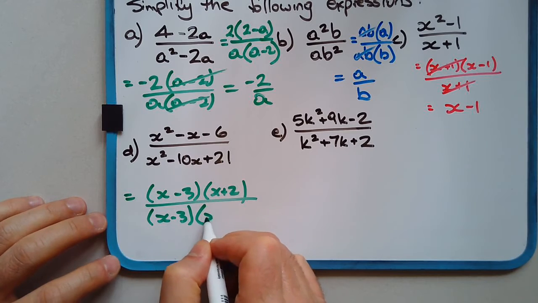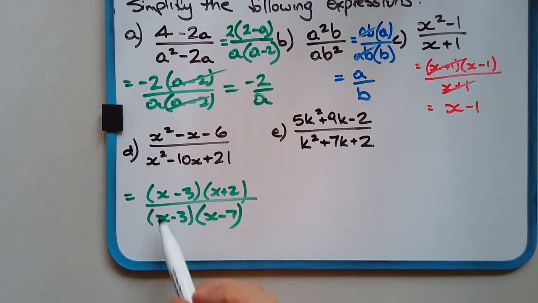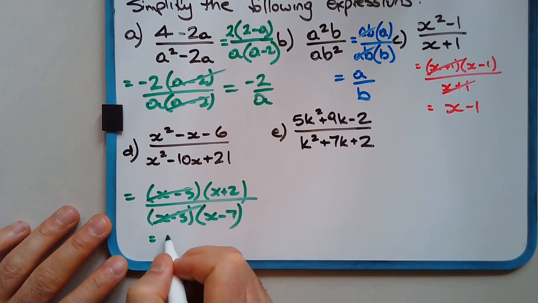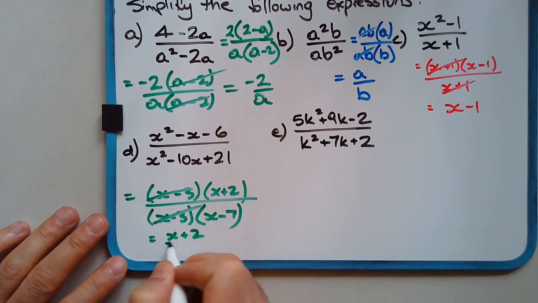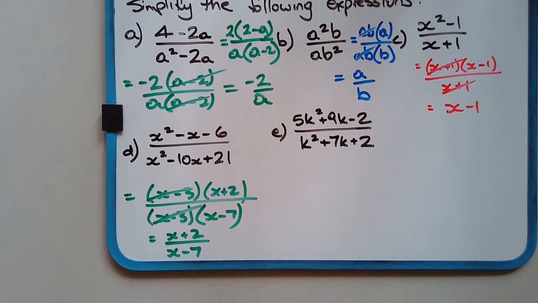You'll see why shortly. You can see there that I've got two brackets, one in the numerator, one in the denominator, that I could just cancel directly because they're identical, and that leaves us x plus 2 over x minus 7. You can, of course, if you want to check this answer, I'm actually going to show you this little trick.